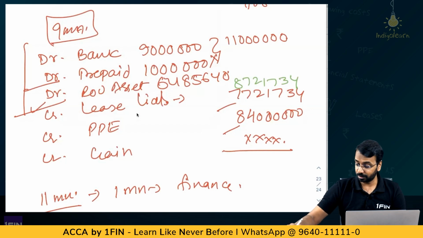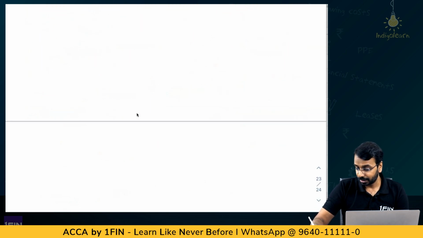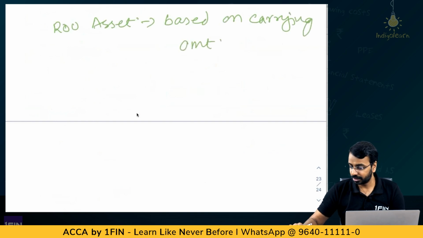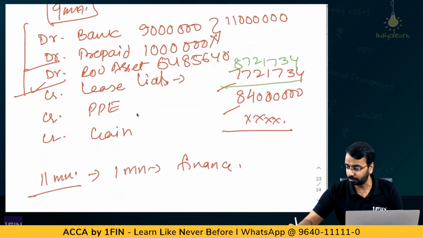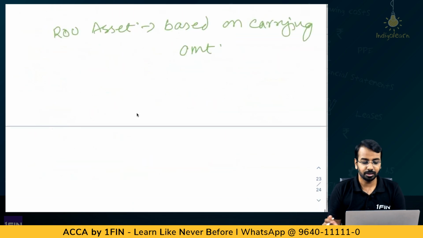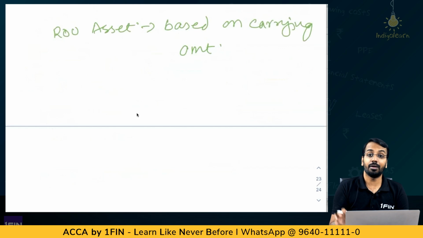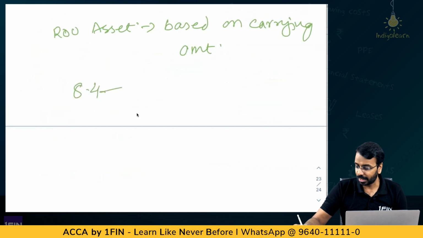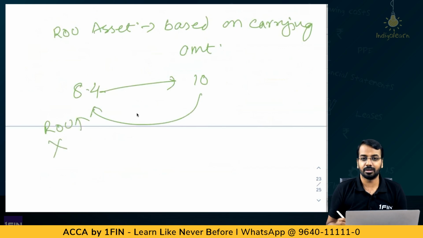Especially when you have leased back, the thing that you have to keep in mind is ROU asset you will recognize based on carrying amount. You see, we didn't recognize ROU asset, saying 7721,734, based on the carrying amount of our asset, because it is our own asset. So it should not be that something worth 8.4 I sold at 10 and now I am recognizing a higher ROU asset. This should not be done. So that is why we base it on the carrying amount.